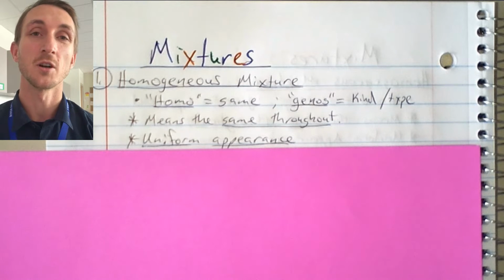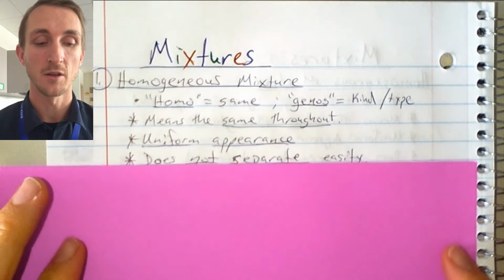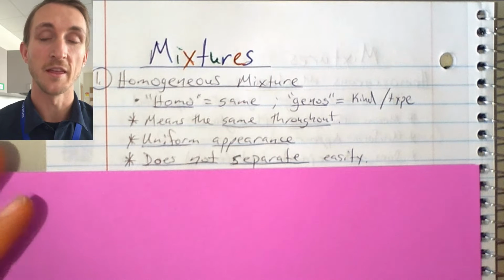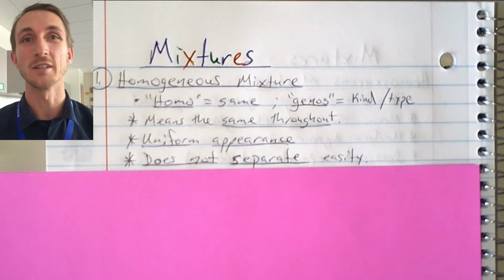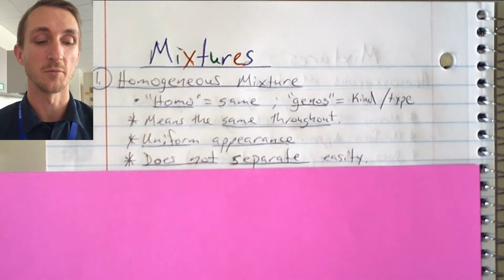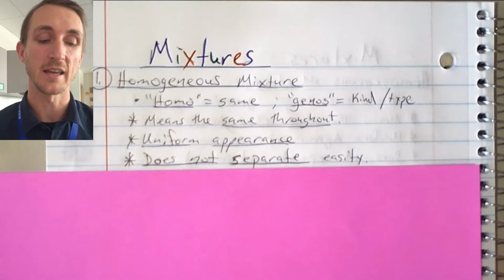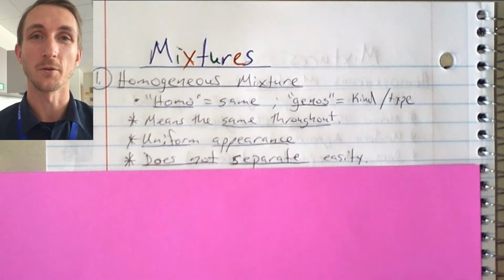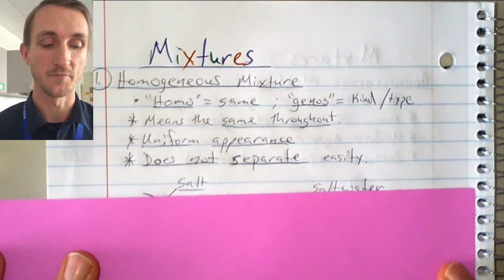These type of mixtures, homogeneous mixtures, have uniform appearance, meaning they look the same throughout. They do not separate easily. You can separate mixtures that are homogeneous by maybe boiling off the water or chemically separating them, but they don't separate or break apart on their own.